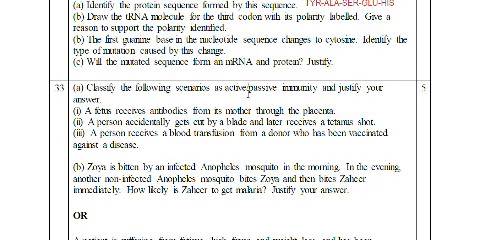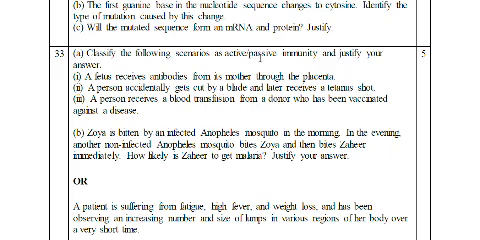Classify the following scenarios as active or passive immunity and justify your answer. A fetus receives antibodies from its mother through the placenta. It is called passive immunity because ready-made antibodies from the mother through the placenta are being transferred. The child is not making its own antibodies there.